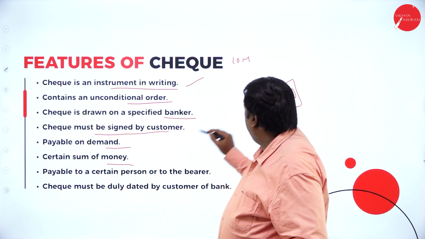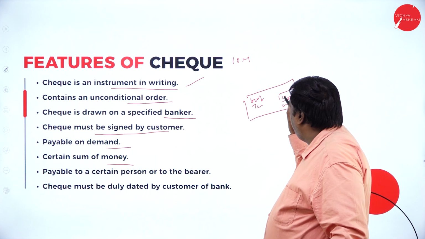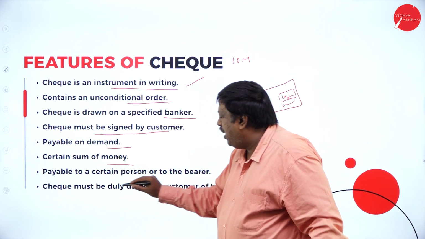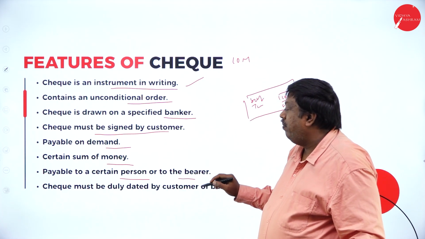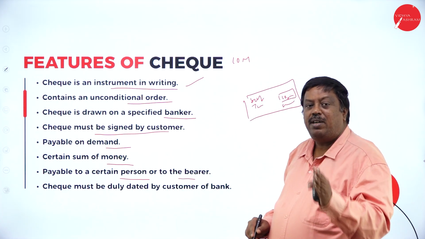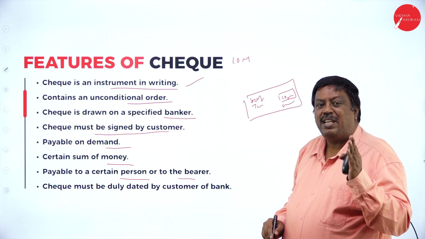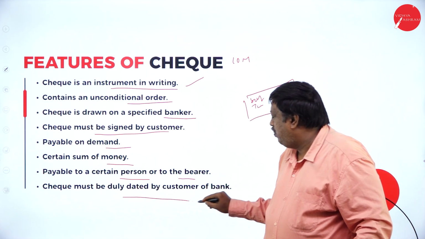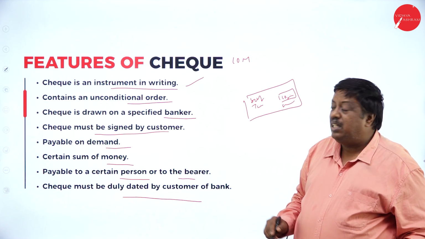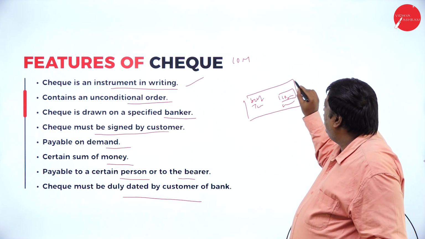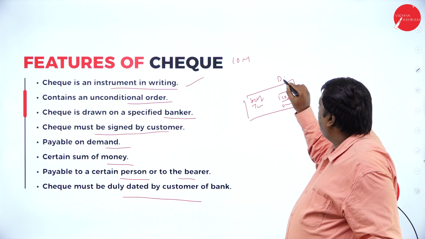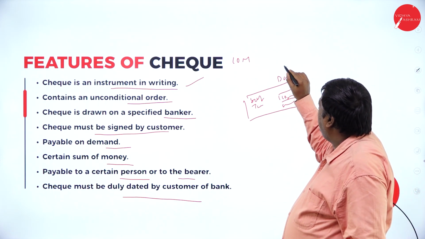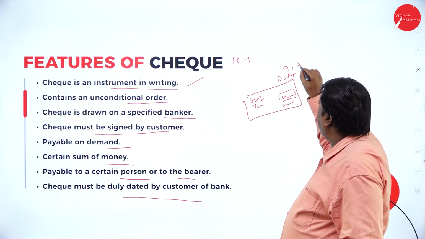A certain sum of money: whatever amount has been written in figures as well as in words will be paid to a certain person or to the payee, meaning the same person or the person who presents the check. Checks must be duly dated by the customer of the bank. The date should be proper. If the date is not written, the payment cannot be made. And for all checks, the validity is 90 days only.